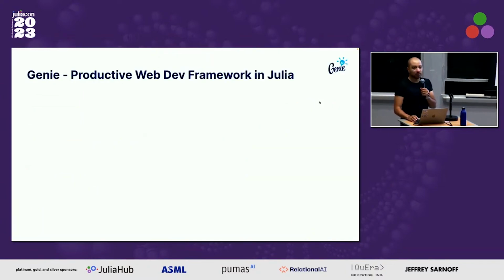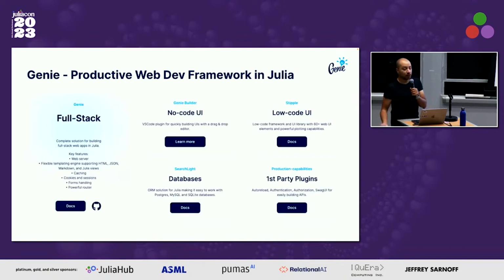All right, so let me start with a quick overview of the status of the Genie framework today. Genie framework is a full stack web framework formed by several packages implementing various aspects of the full stack, the main one of which is Genie.jl, the most famous one, implementing the server backend. Besides this one, we also have a low-code UI layer implemented by Stipple for building reactive user interfaces, the SearchLight package, which implements database connections as an ORM layer, and also first-party plugins that provide features like auto-reloading, authentication, etc.